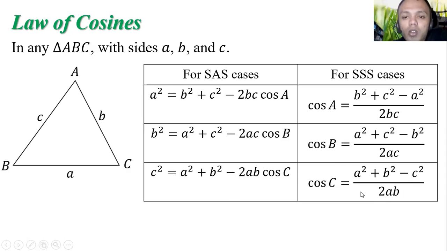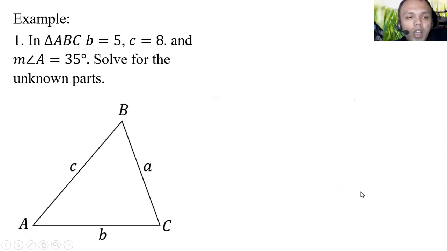Okay? Now, example here. In triangle ABC, B is equal to 5, C is equal to 8, and the measure of angle A is 35 degrees. Solve for the unknown parts. This is our triangle ABC: side B is 5, side C is 8, and the measure of angle A is 35 degrees. There are three givens, so this is SAS: two sides and the included angle. The included angle of C and B is A.